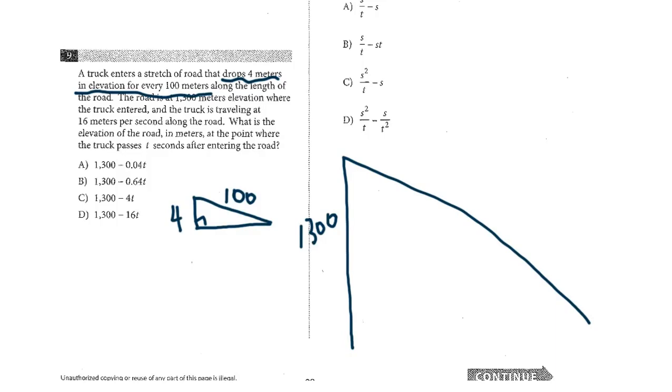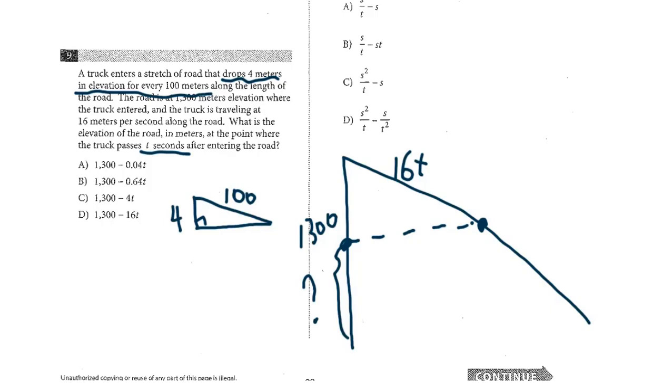Then the truck is traveling at 16 meters per second. So after t seconds, it will pass through 16 times t meters. It's supposed to be here. We're looking for the elevation of a road. So if over here, then what's this point from here to here, basically?